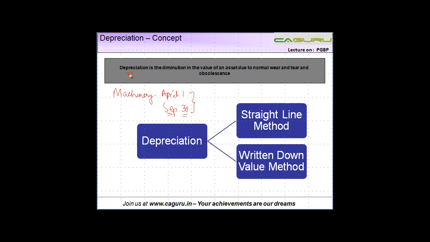So in this context, let us see the definition of depreciation. Depreciation is the diminution, diminution means decrease, reduction in the value of an asset due to normal wear and tear and obsolescence. What this means is what I explained to you earlier. As you use the plant and machinery, definitely it doesn't remain in as good a condition as it was when it came in. And this loss which arises due to the use of the plant and machinery is basically depreciation.